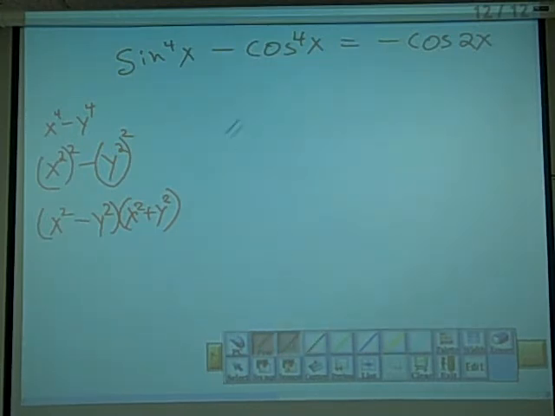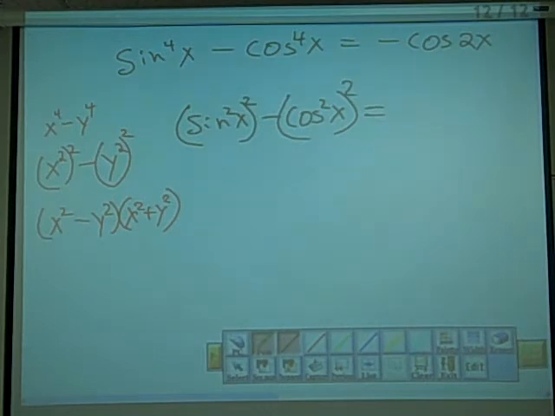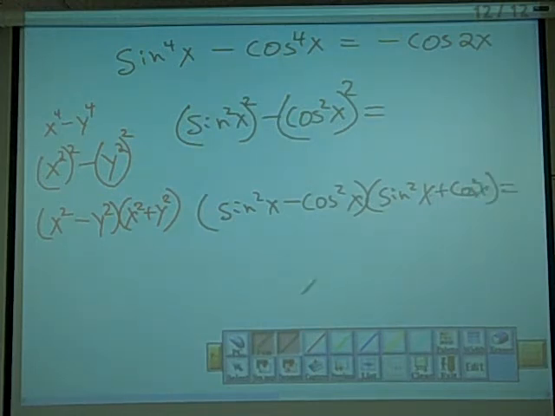So we're going to make this sine squared x, parentheses squared, minus cosine squared x, parentheses squared. And so that factors out to sine squared x minus cosine squared x times sine squared x plus cosine squared x. And so the sine squared x plus cosine squared x becomes 1. And we also know that cosine 2x equals cosine squared x minus sine squared x.